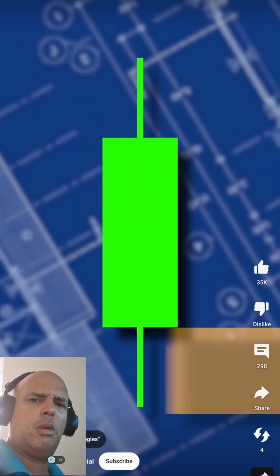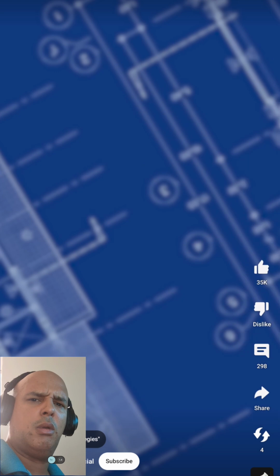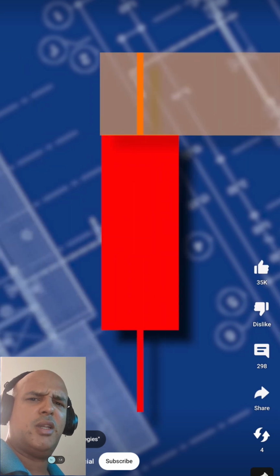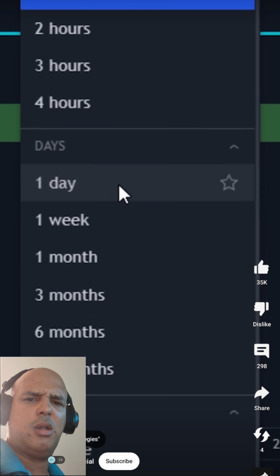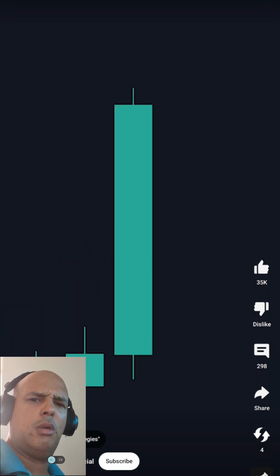Completely change your life. This is how you do it. If you are overall bullish, you want to buy below the market open. If you are overall bearish, you want to sell above the market open. Here's what I mean. First, go to the daily time frame.